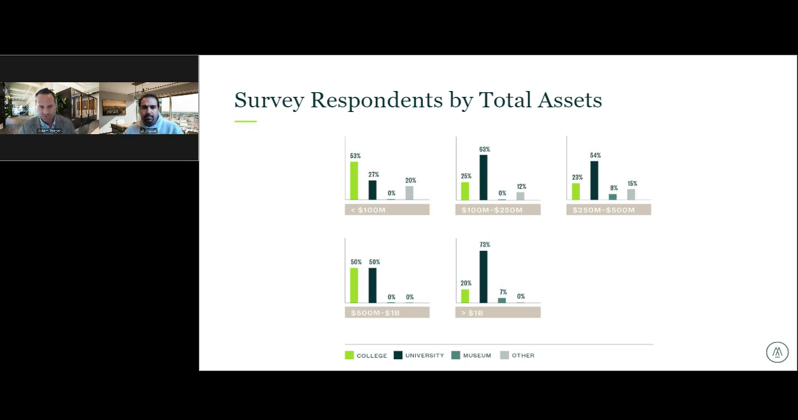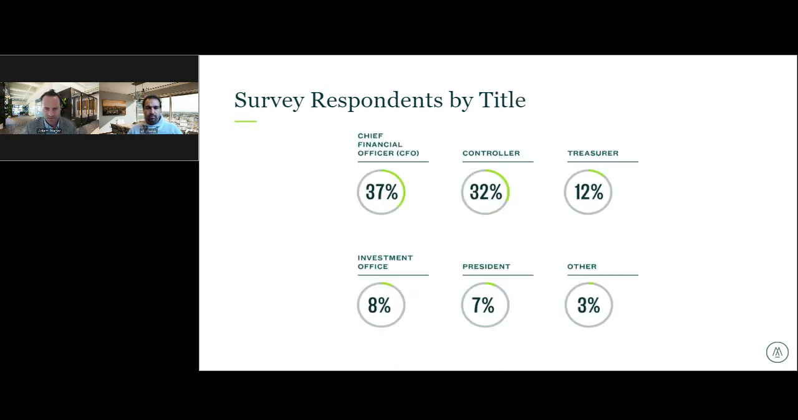Again, I'm going to blast through these pretty quickly. A pretty wide swath of institutions across all different sizes, from generally small colleges and liberal arts schools to multi-campus systems, on the higher end, over $1 billion, or very wealthy, well-endowed institutions.